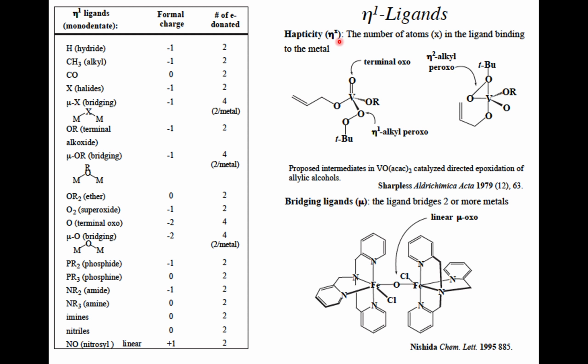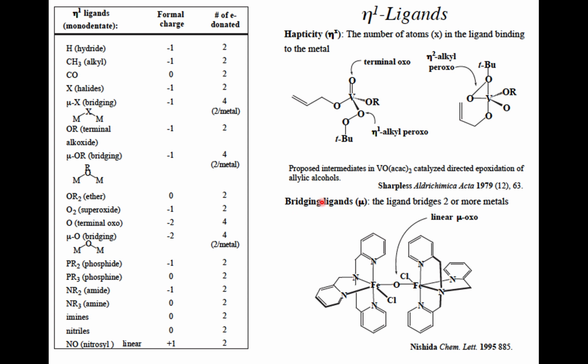All right, here's a little bit more review. We had talked about hapticity, where this x tells us how many contiguous atoms are connected to the metal center. And so right here, we've got this peroxo group. Just the 1 oxygen of this peroxo group is attached to the vanadium, so that's an eta-1 alkyl peroxo. And then over here, we've got this oxygen and that oxygen right next door attached to the metal center. And so this is an eta-2 alkyl peroxo.